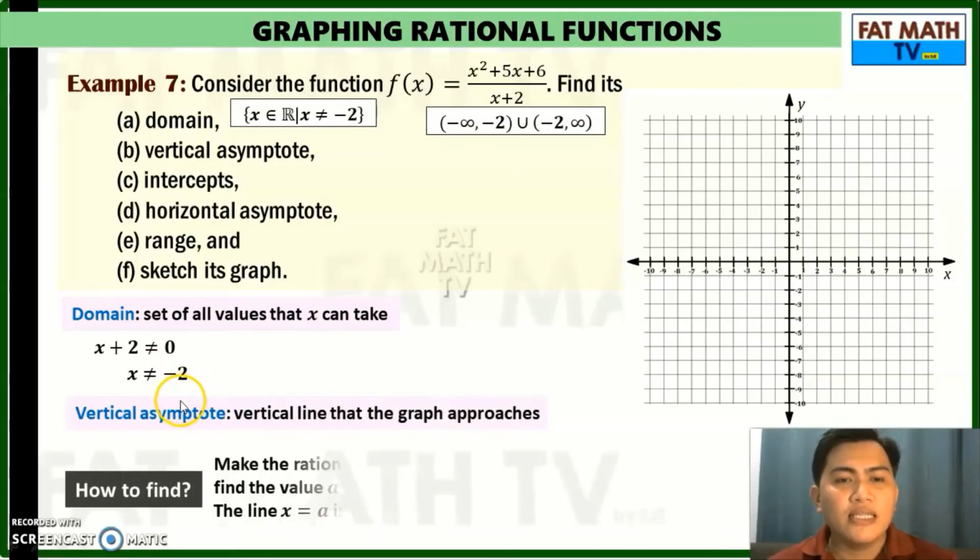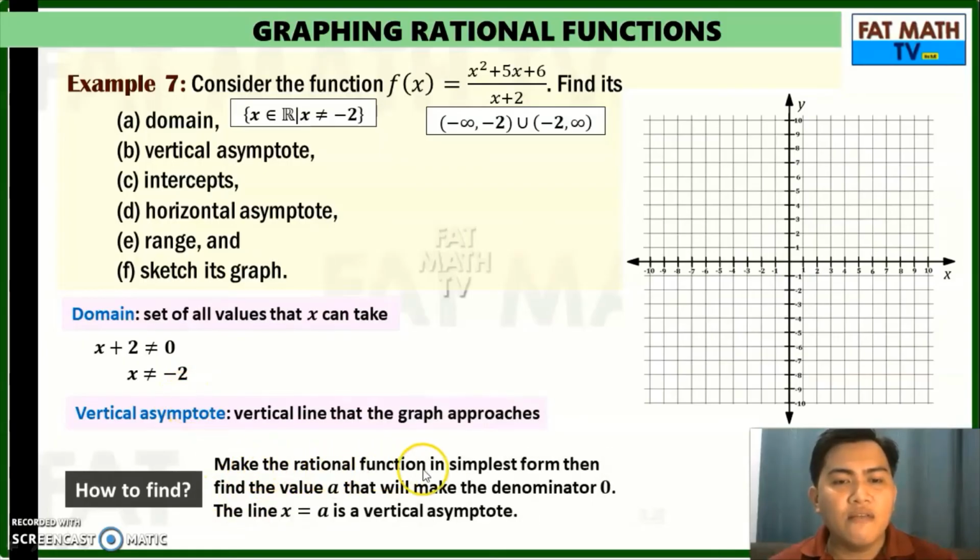So for the vertical asymptote, make the rational function in simplest form, then find the value a that will make the denominator 0, then the line x equals a is a vertical asymptote. So we have to check, is this already in simplest form? So we need to find out.